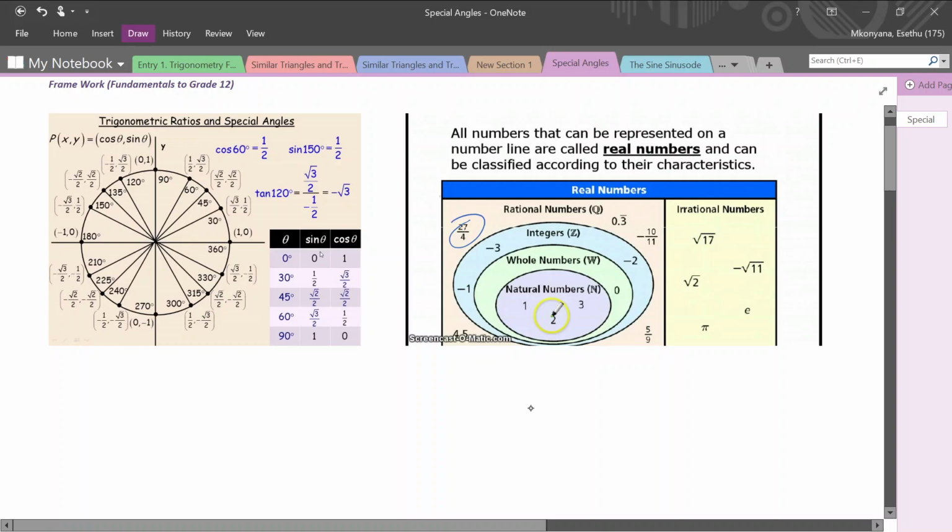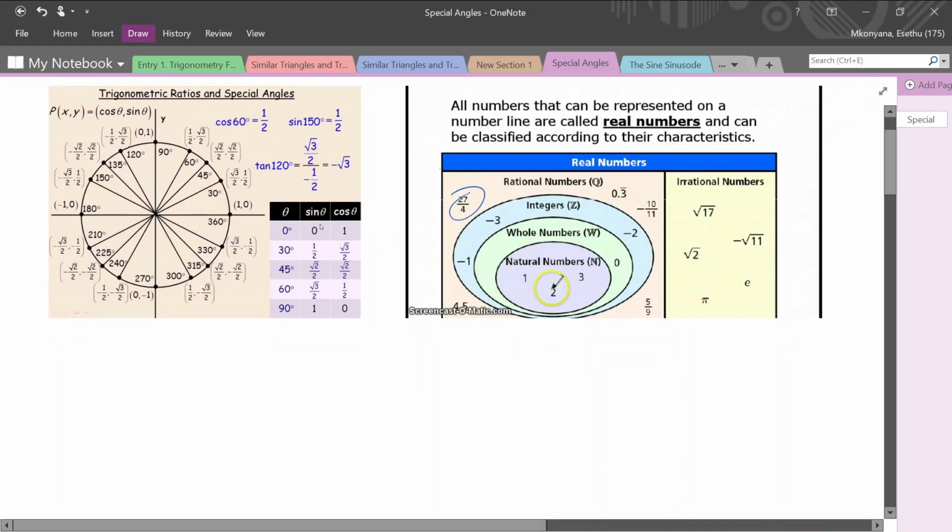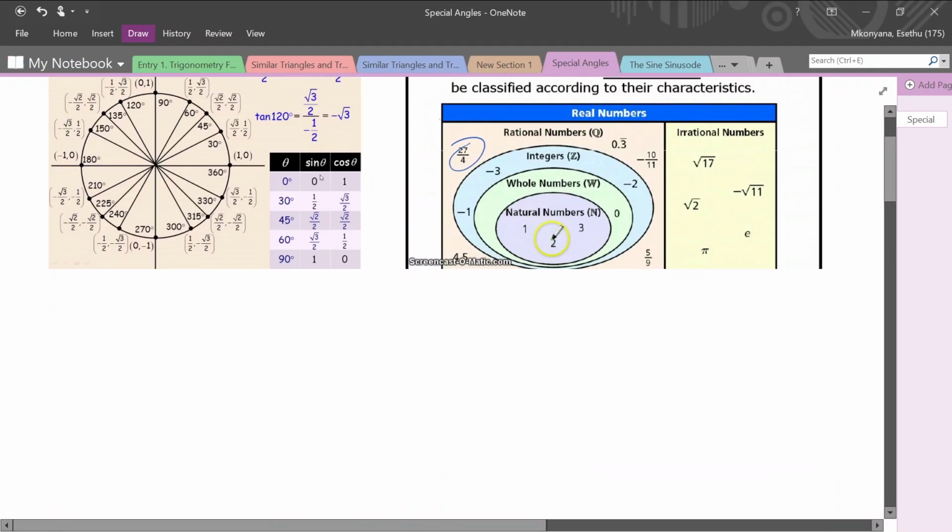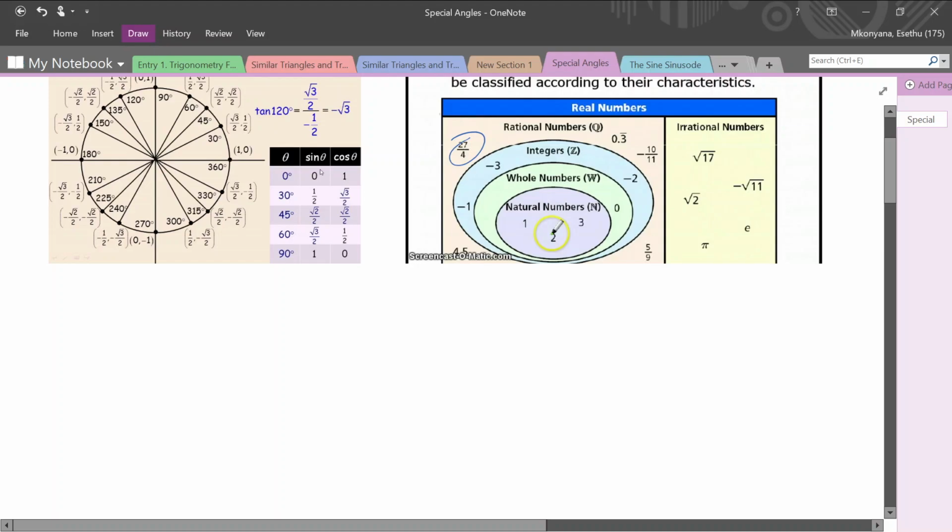Here they say all numbers that can be represented on a number line are called real numbers and can be classified according to their characteristics. Now I want us to look into the number classification. A number line is usually a line that is drawn where you put a zero reference, or a starting reference, and then when you're counting from them, all these numbers can be located on that line.